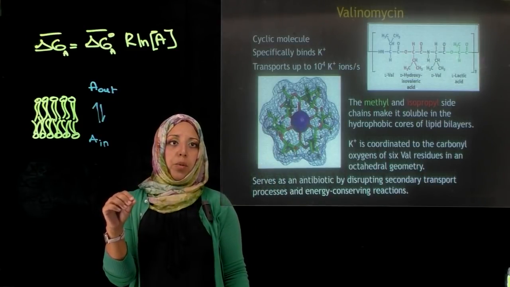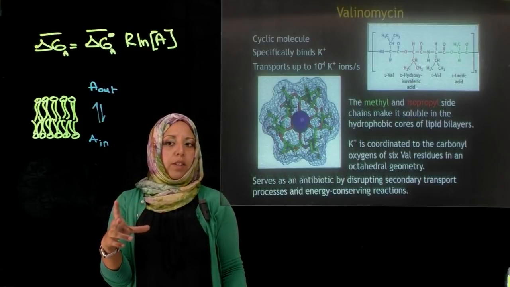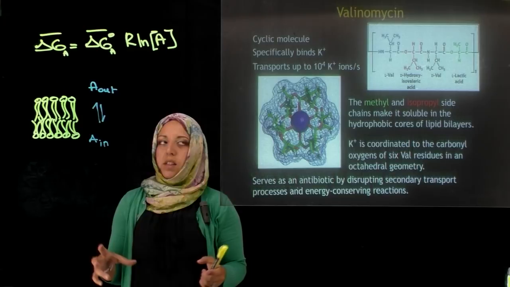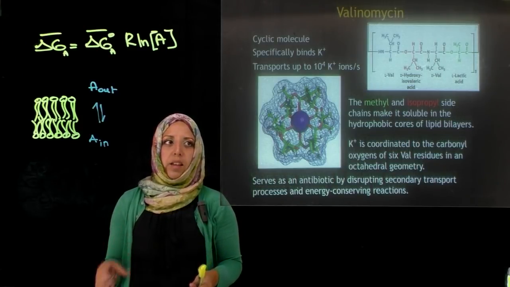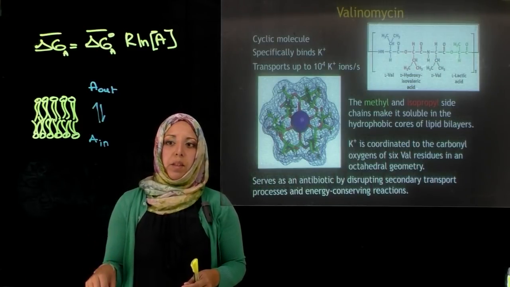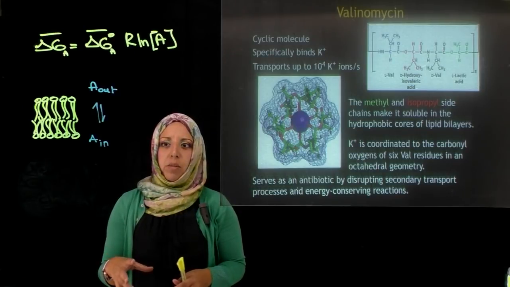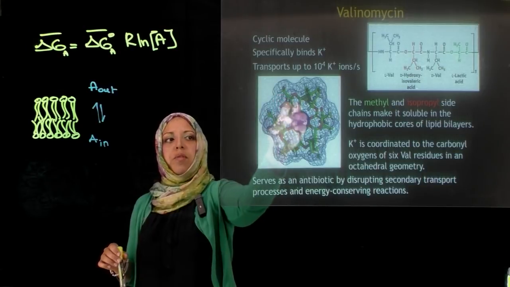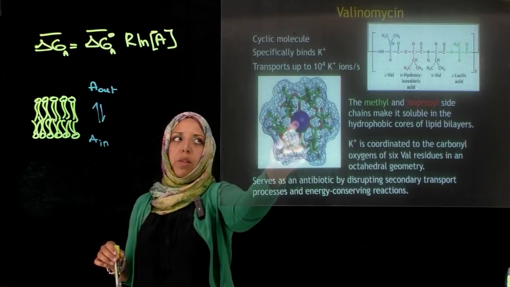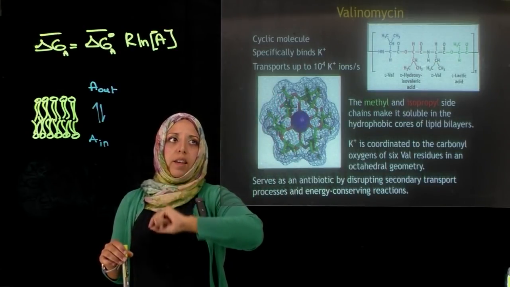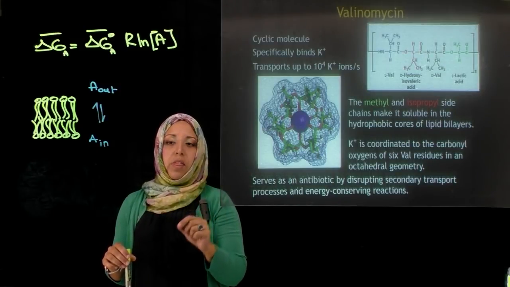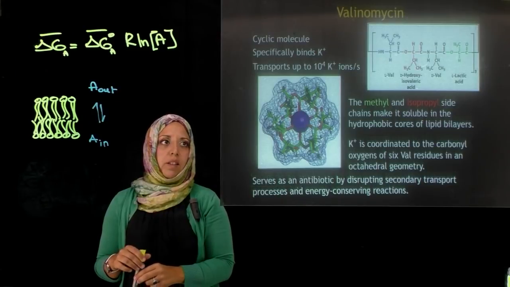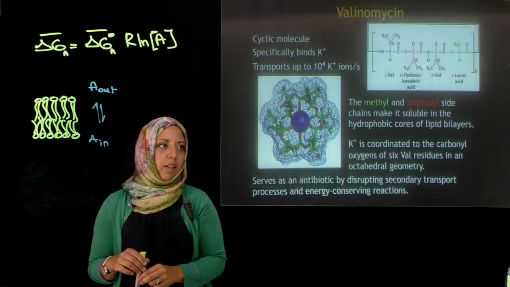Now, if you think about potassium versus sodium, they're both within the same group of the periodic table. Potassium has an atomic radius of about 1.3 angstroms, whereas that of sodium is about 0.93 angstroms. So that small difference in the atomic radius makes potassium fit so tightly or snugly within valinomycin, and it can transport potassium 10,000 fold better than it does sodium. So it's very selective.